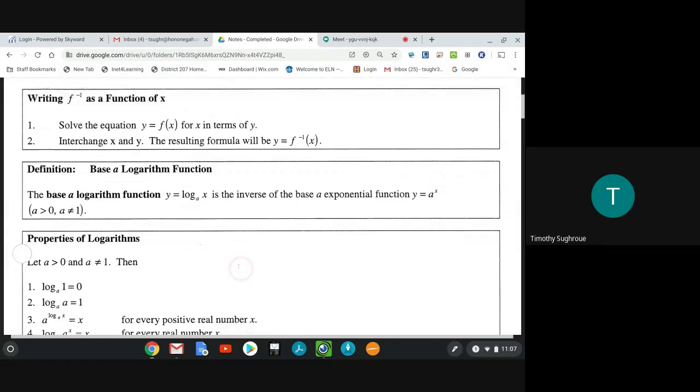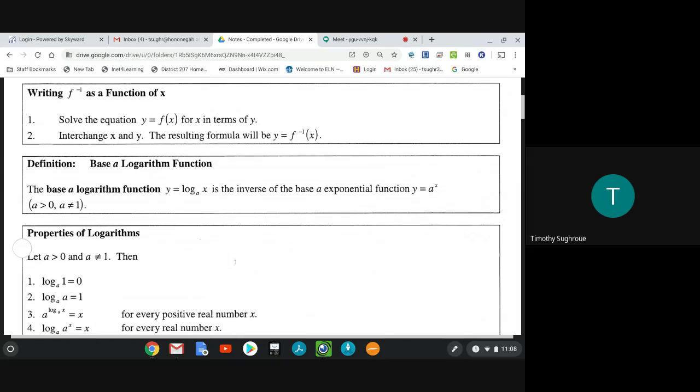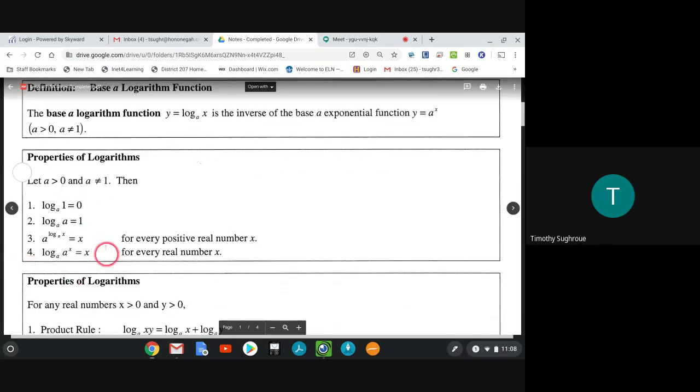It's really important that you know that a logarithmic function is the inverse function of an exponential function. Just like square root is the inverse of x squared. Cube root is the inverse of x cubed. Right? The inverse of the sine function is the inverse sine function. Same thing here. What's the inverse of an exponential? A logarithmic function.